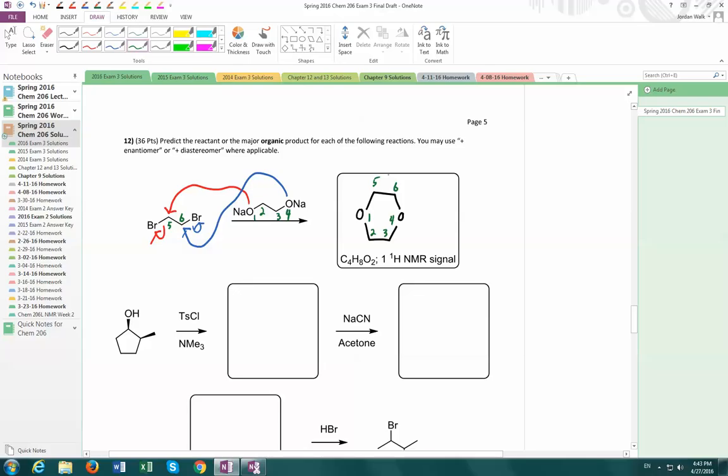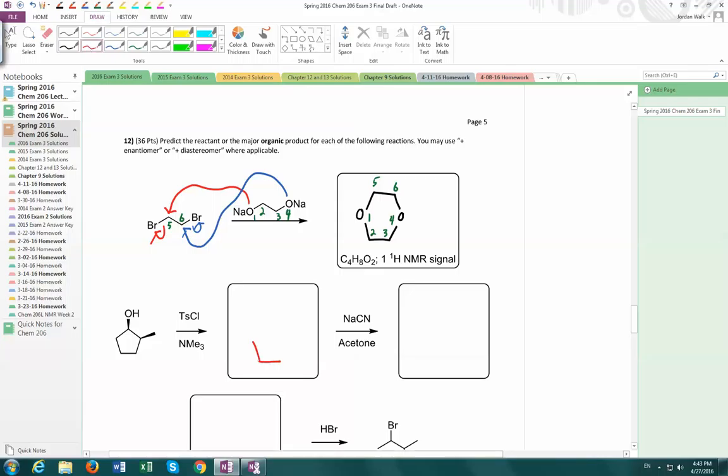Could you do the one below that too? Yes. All right. So we've got an alcohol, and we're treating it with tosyl chloride and a base. And so what happens? You get OTs. Yeah. So we tosylate our alcohol.